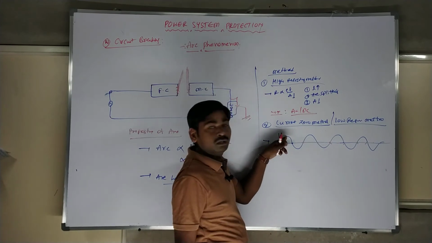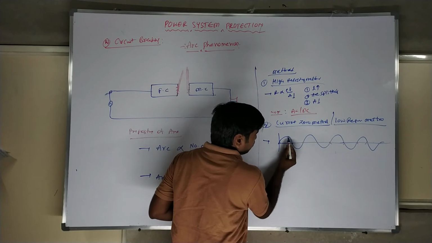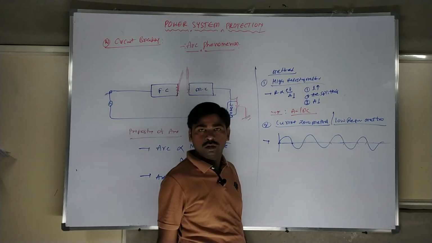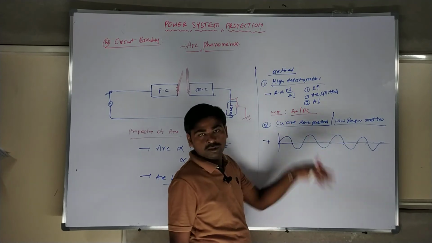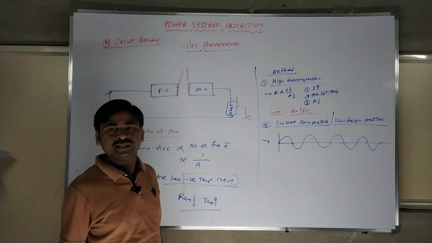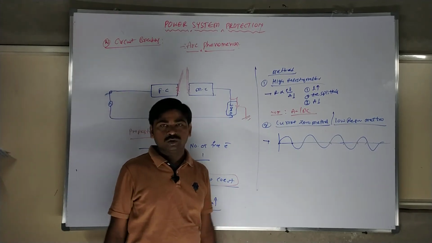If you open here, an arc will strike. If you open here, a small arc; here, a higher arc, a higher arc. At zero points, zero arc. At current zero moments, if you open, there is no current, therefore there is no arc. We can easily avoid this arcing phenomenon by using the current zero method.